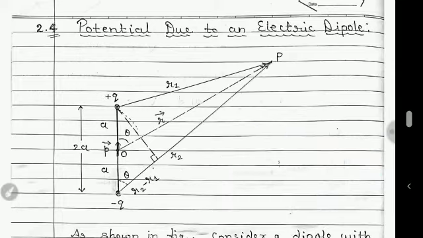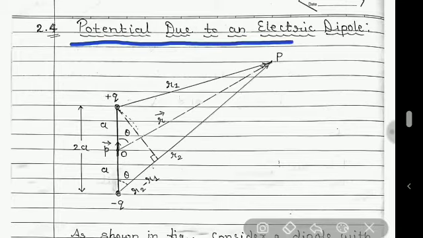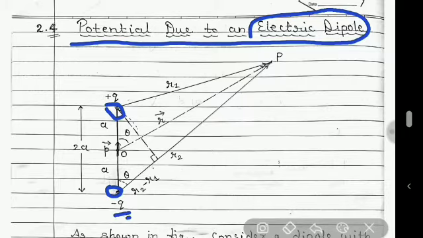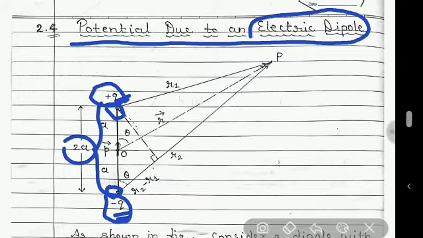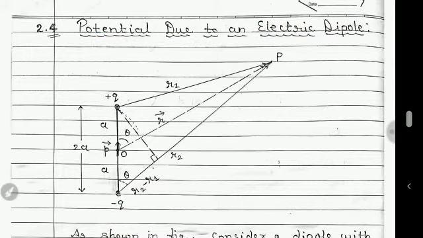Now in this lecture we will obtain the formula for the potential due to an electric dipole. Electric dipole means it is a system of two charges having equal magnitude and opposite polarity, meaning one is positive and the other is negative, and these two charges are separated by a distance of 2a. So this is nothing but an electric dipole. Today we are going to obtain the potential due to a dipole.